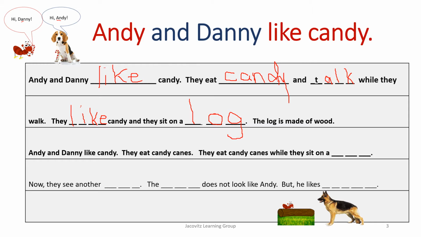Okay, short O. So here it is again. The log is made of wood. Even if you didn't know, you could take a guess. They sit on a log. The two of them together don't sit on another dog. So you have to take your choices. Okay, Andy and Danny like candy. There you have it. L-I-K-E. They eat candy canes. They eat candy canes while they sit on a log.